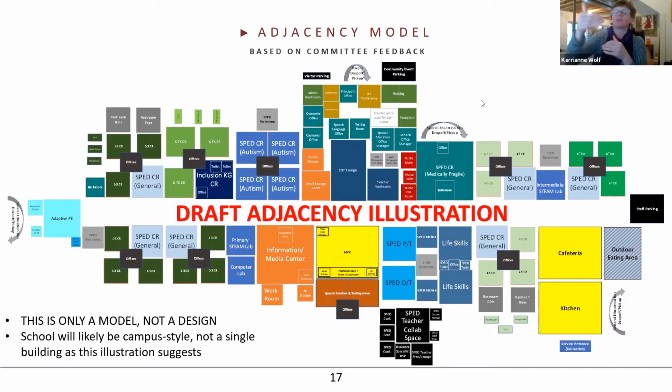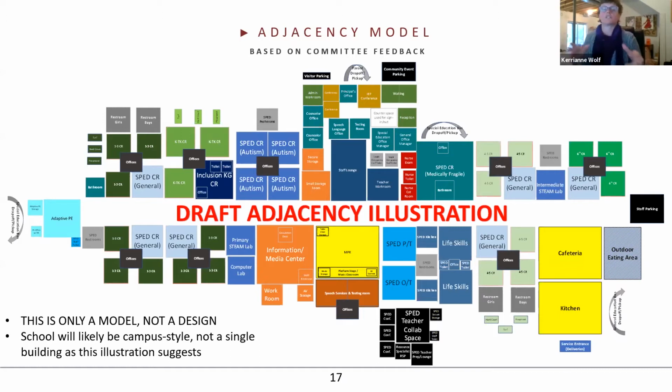So there are 2 pods that contain 4th and 5th grade, 3 classrooms each with a special education classroom as part of that pod. And then you'll see the darker green on the far right is a 6th grade pod, again, in case 6th grade becomes part of this campus. So those are kind of the classroom clusters.